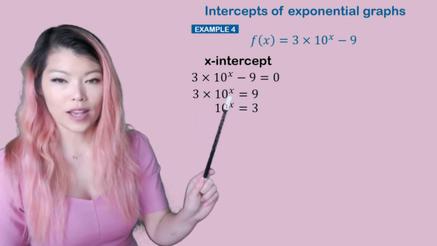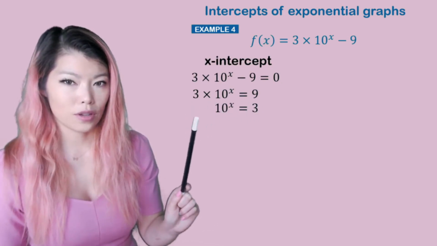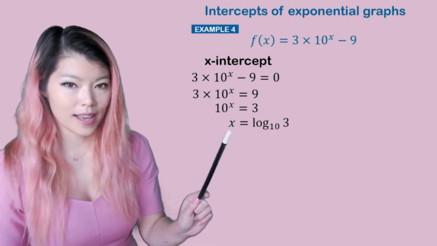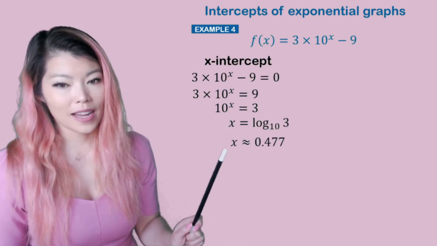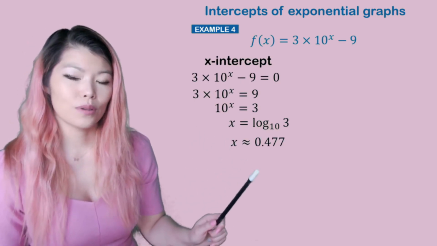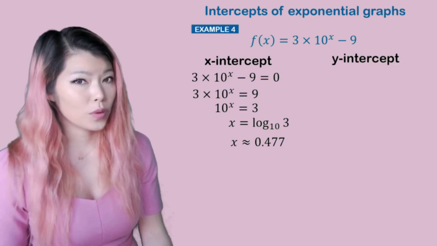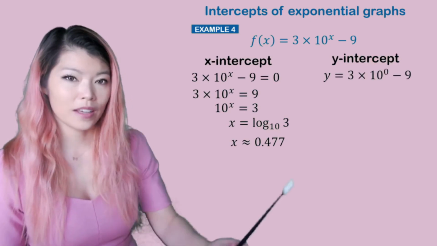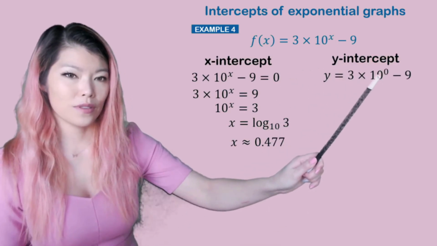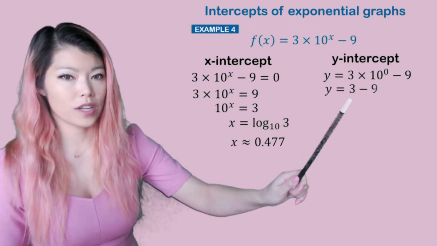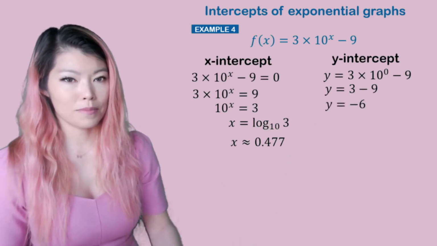And now we can use our log conversion. So log base 10 of 3 equals the power, which is x. And plug that into the calculator. So this step you'll have to do on your own, 0.477. What about the y-intercept? That's when we let x equal 0. So now that x is equal to 0, any number to the power of 0 is 1. So 3 times 1 is just 3. 3 minus 9 is minus 6.